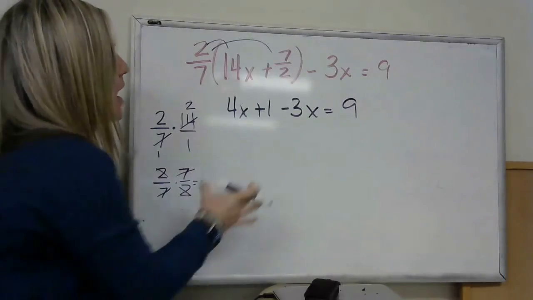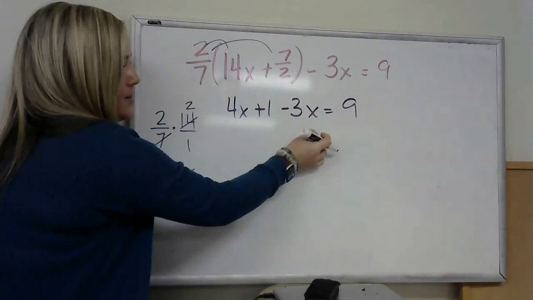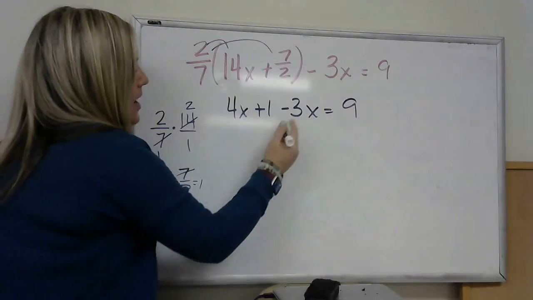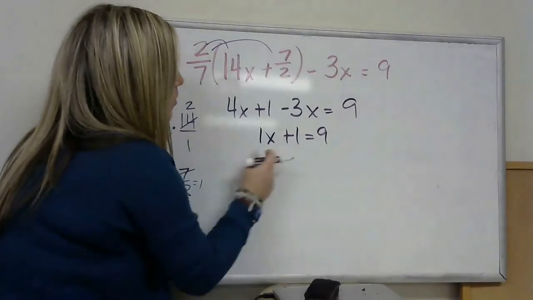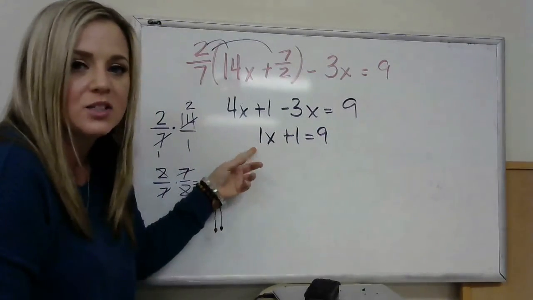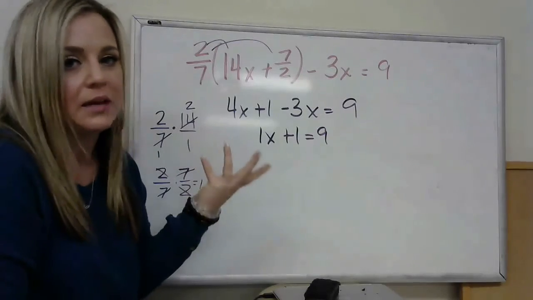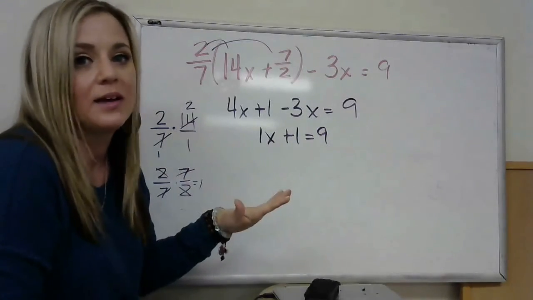All right, so now I'm going to combine my likes, which is the 4x and the -3x. So 4x minus 3x is 1x. So I have 1x plus 1 equals 9. And we know that every variable by itself has an invisible 1 beside it, so we can just kind of ignore the 1, or we can leave it there.